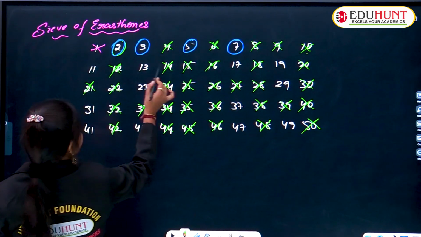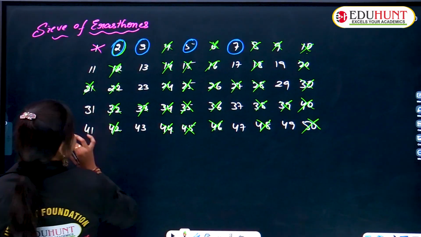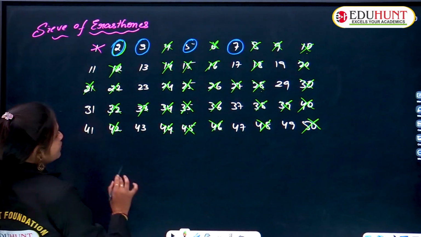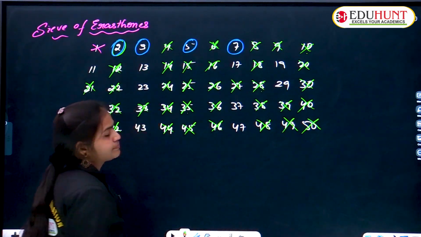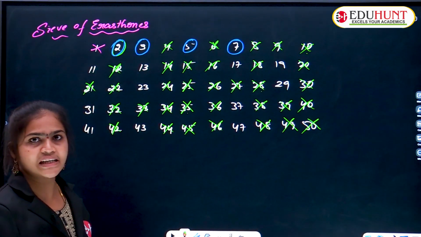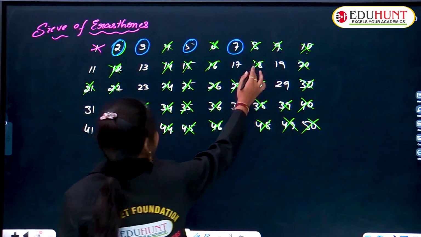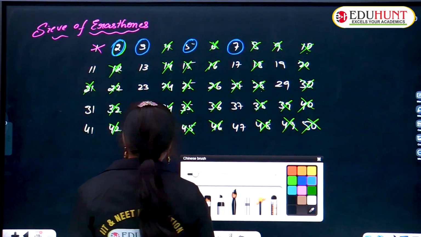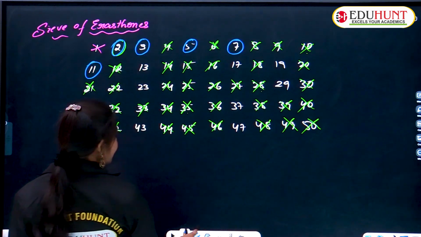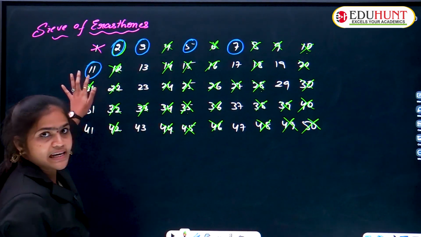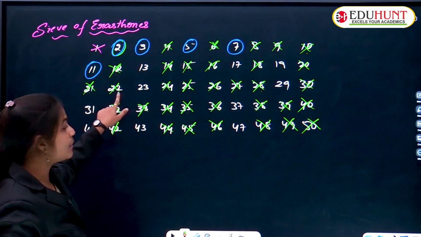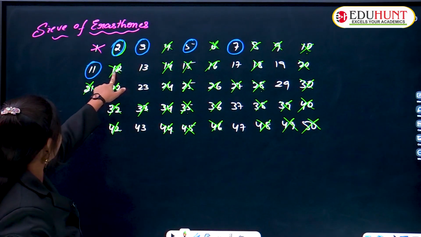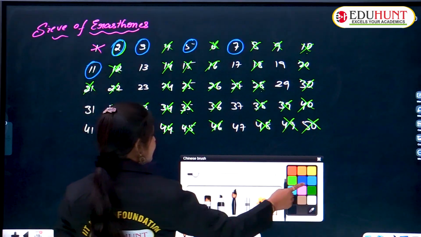Now see the 7 table here. 7 1s 7, 7 2s 14, 7 3s 21, 7 4s 28, 7 5s 35, 7 6s 42, 7 7s 49. Clear? 7 table completed. Next 8 completed, 9 completed, 10 completed. Next one 11. 11 table: 11 1s 11, 11 2s 22 already completed, 11 3s 33, 11 4s 44 completed. Next 12 completed. Next we have 13.